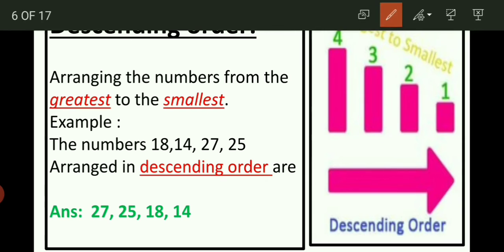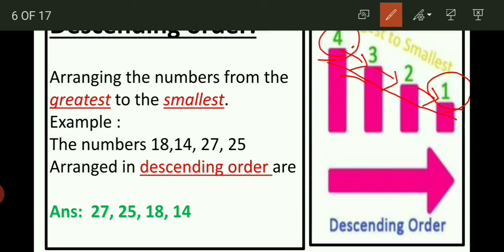Here we will search for the greatest number first, then a little bit smaller than that number, then smaller and smaller. Here you can see I have taken four numbers: 4, 3, 2, 1. Among these four numbers, which one is the greatest or the largest number? That is 4. That's why I have written number 4 in the beginning. Then a little bit smaller than 4 is 3. A little bit smaller is 2, and the smallest of these four numbers is number 1. So number 1 at the last.